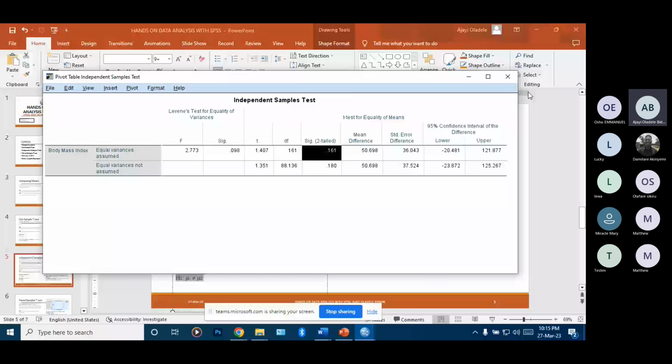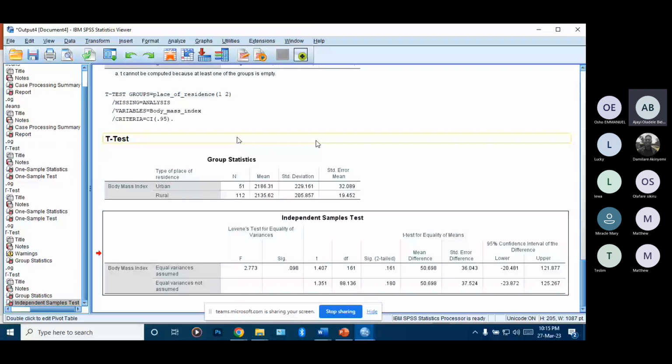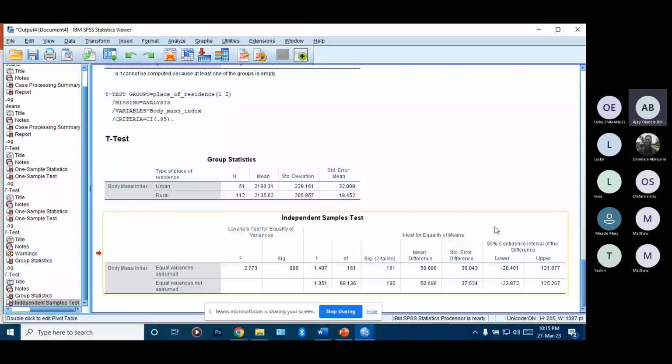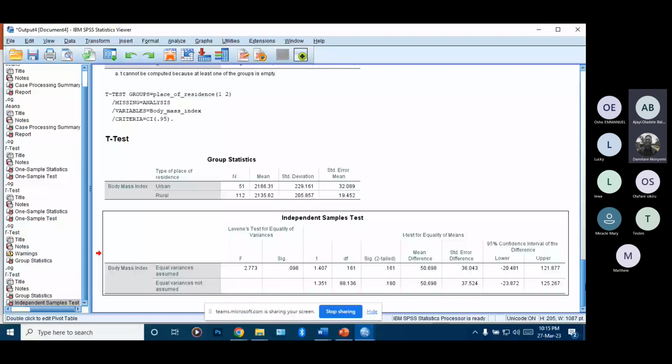The mean of what now? What are we comparing? Okay, the mean of the body mass index for people that reside in urban and for people that reside in rural areas are equal.